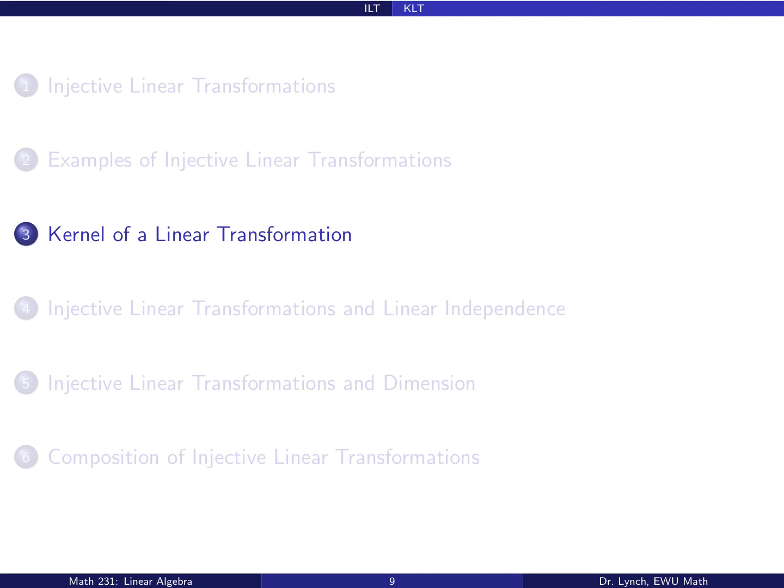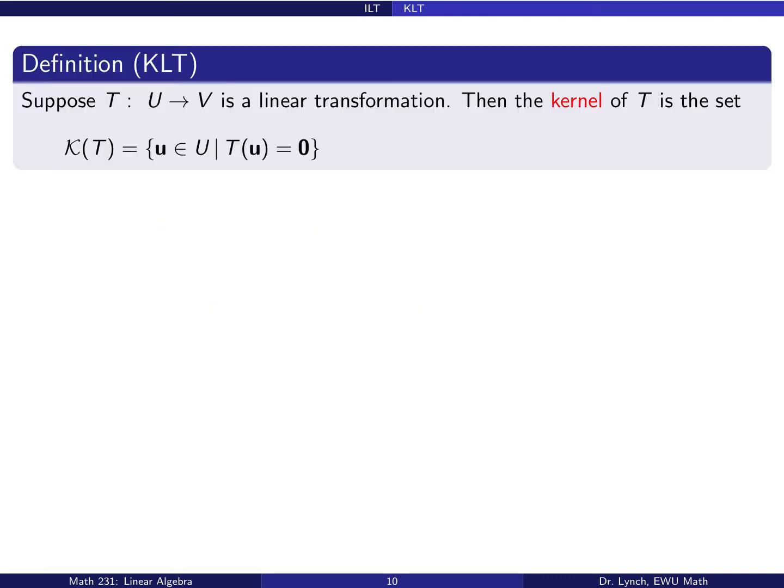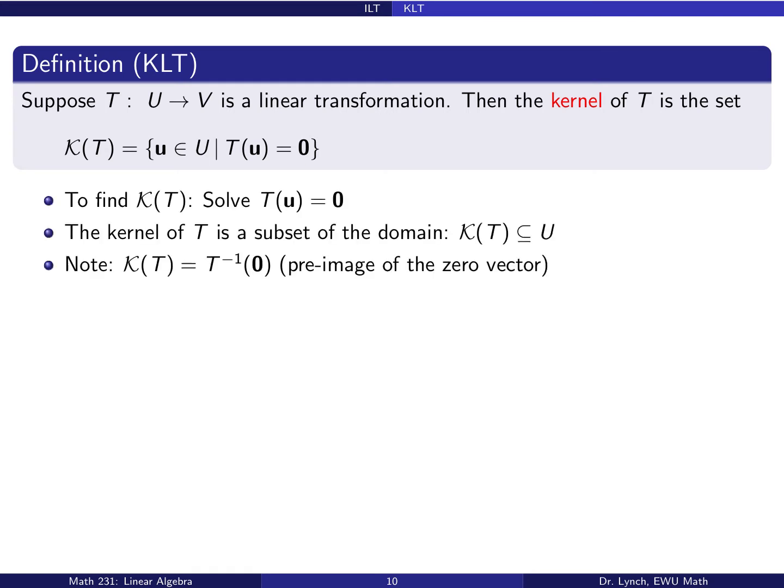Okay, let's talk about the kernel of a linear transformation. Here's the definition. The kernel of a linear transformation T that goes from U to V is the set of all u such that the image of those vectors is the 0 vector. Okay, so this is a definition. If we want to find the kernel of T, what we'll do is solve T of u equal to 0.